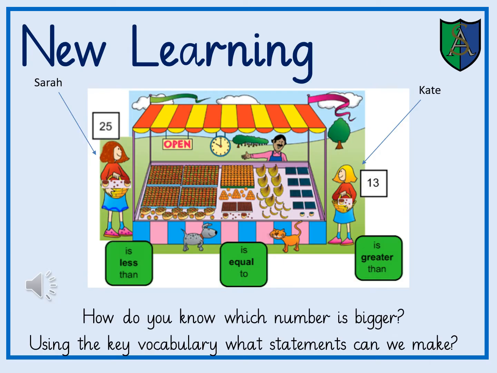Let's look at this big picture. Sarah has 25 strawberries and Kate has 13. How do you know which number is bigger? What we have to do is look at our tens. 2 tens or 20 is bigger than 1 ten or 10. So we know that Sarah has a greater number of strawberries than Kate. Sarah has more strawberries than Kate, and Kate has less strawberries than Sarah.